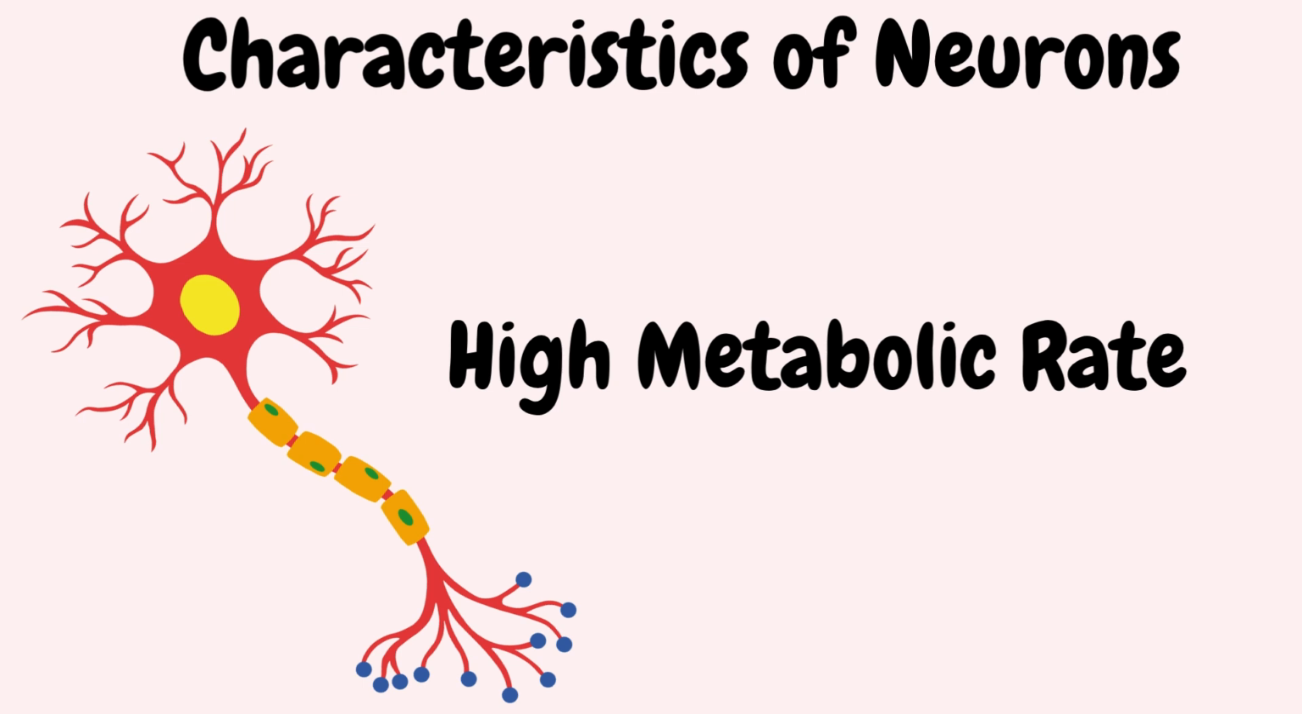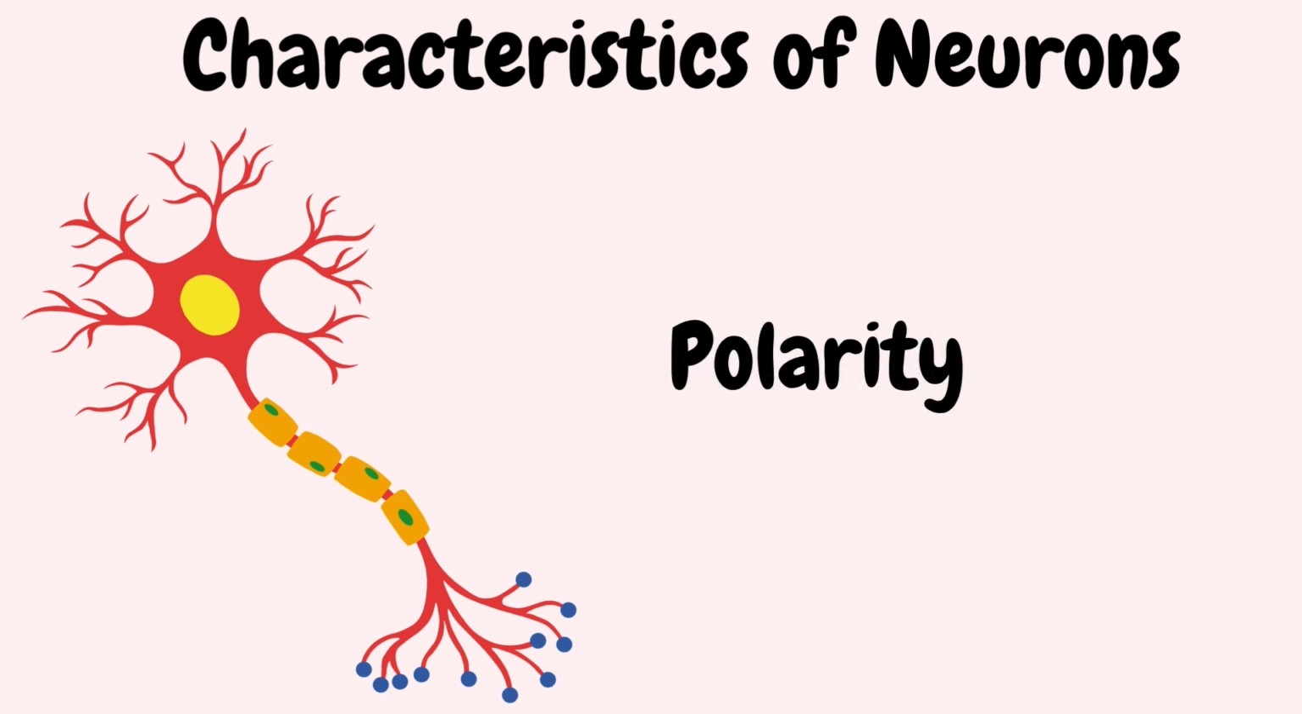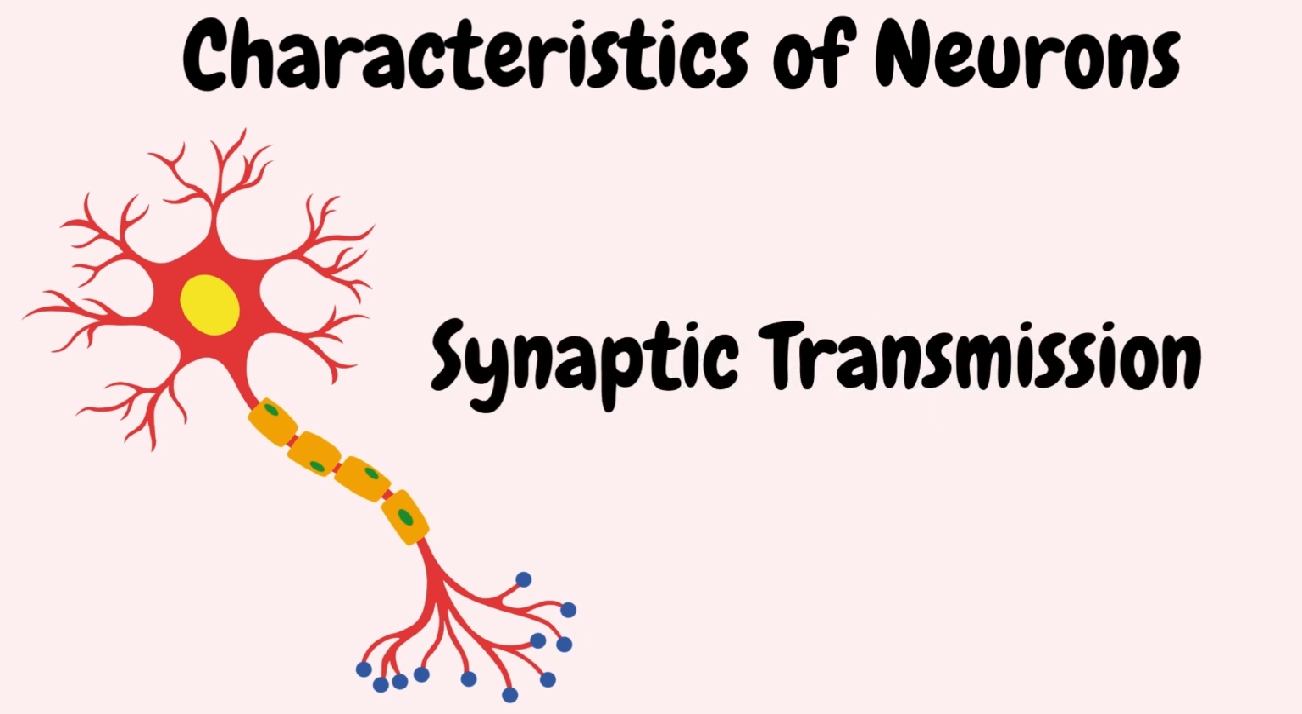energy in the body. Another characteristic is polarity. Neurons have a clear structural and functional polarity. So, due to this, dendrites can receive signals and axons can transmit them. They also have synaptic transmission. Neurons can communicate with each other and with effector cells like muscles or glands via synapses using neurotransmitters.